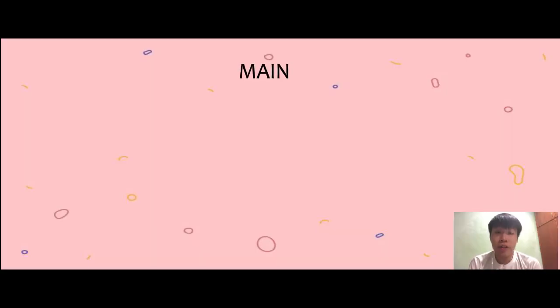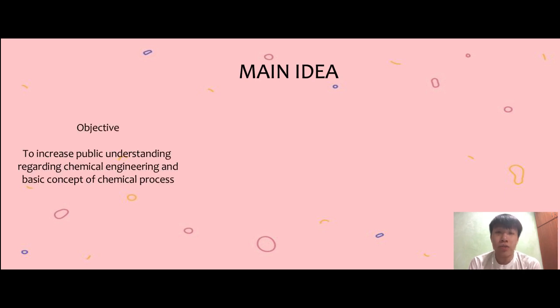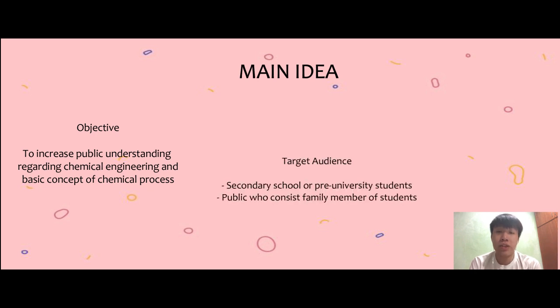Before we go into the video content, let's talk about the main idea of this video. Our objective is to increase public understanding regarding what chemical engineering is and also the basic concept of chemical process that will be learned throughout the courses. Our target audience is secondary school and also pre-university students that are going to enter university soon, and also public, which consists family members of students.